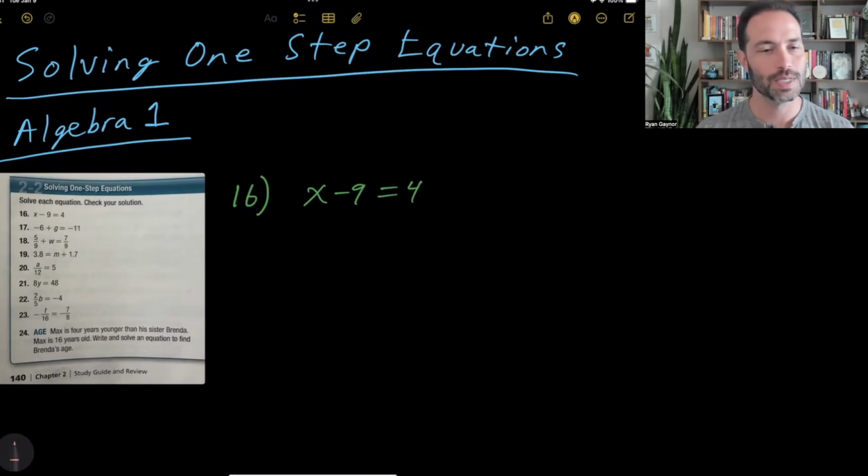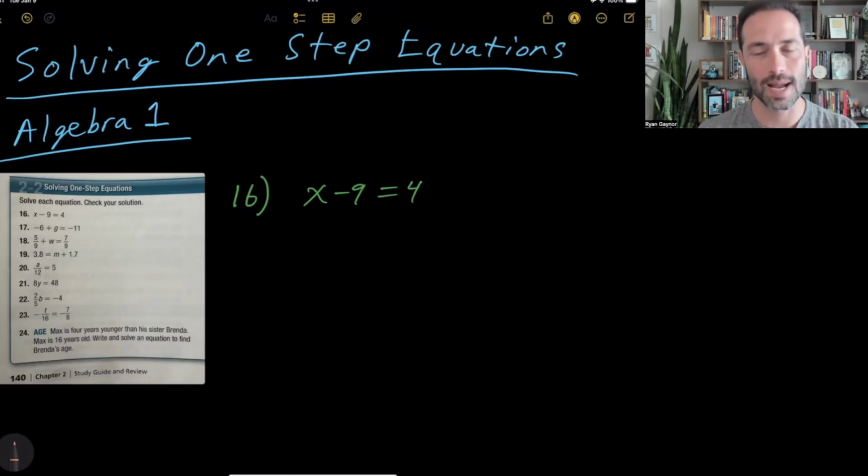Let's dive into it. Okay, so we have x minus 9 equals 4. All right, so basic algebra principles. We ask ourselves two questions. What is happening to the variable? So we'll answer that question, right? It says x minus 9, so there's a minus 9 next to the variable. And then how do I get rid of the minus 9? I must do the opposite.